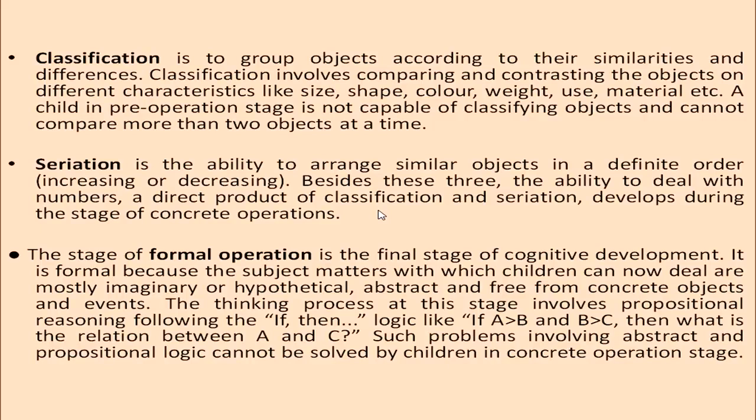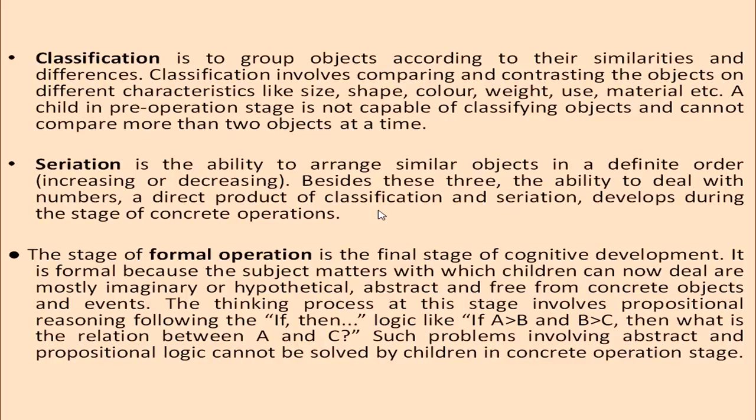The last, the formal operation stage, is the final stage of cognitive development. It is formal because the subject matters with which children can now deal are mostly imaginary or hypothetical, or as we call it, abstract, and free from any concrete objects or events that we offer to the children. The thinking process at this stage involves propositional reasoning. For example, if we ask the child, if A is greater than B and B is greater than C, then what is the relationship between A and C?